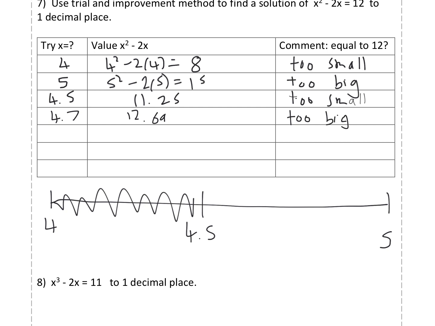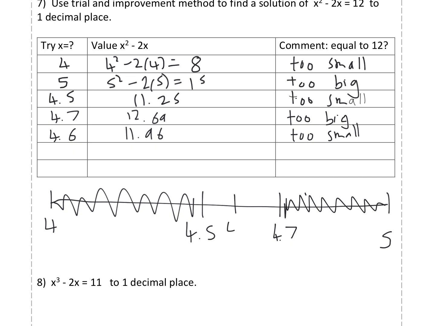So 4.7, which would be about here, is too big. So I can get rid of anything above it. It's between 4.5 and 4.7. I want to get it between 2 numbers to one decimal place. So the obvious one to choose now is 4.6. So 4.6 squared minus 2 times 4.6 is 11.96, which is too small. I'm looking for 12.